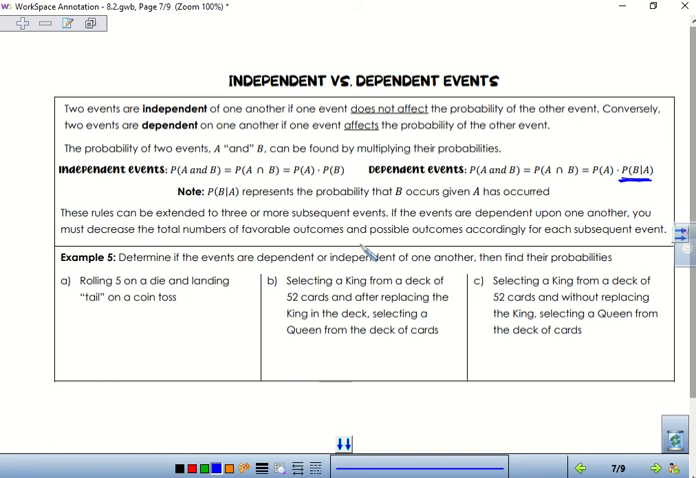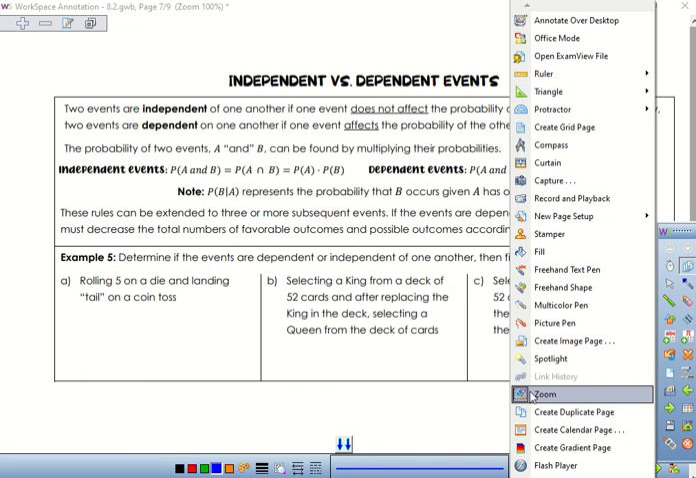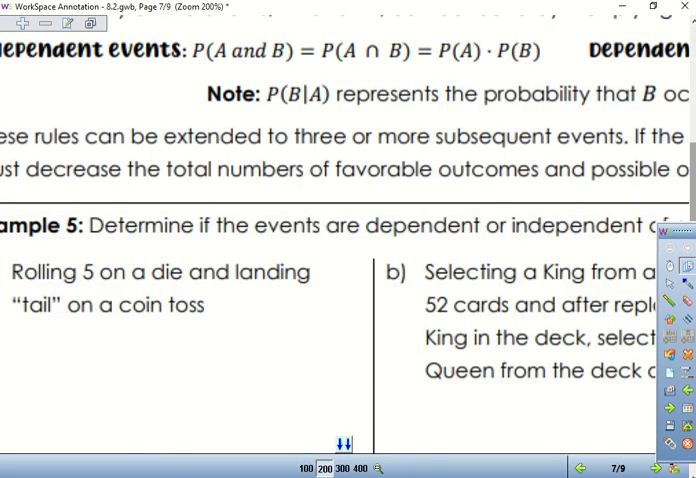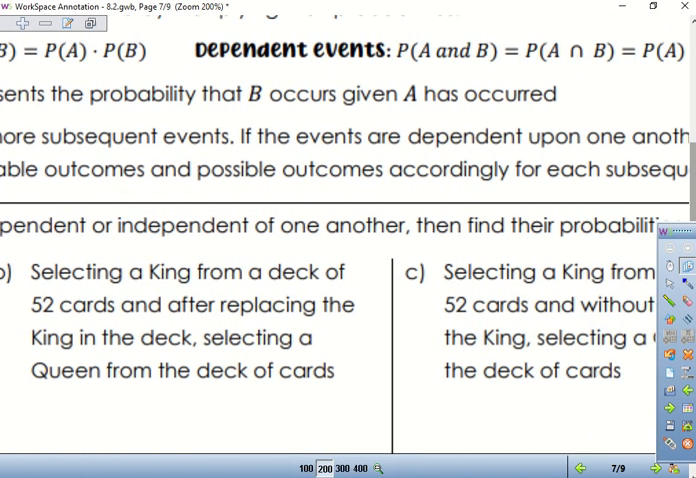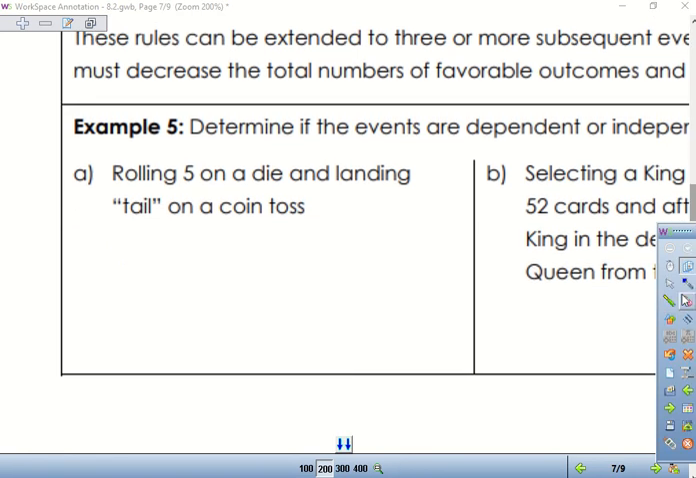You're getting better and better odds because the deck is getting smaller. You have less to pick from. So that's the difference between an independent and a dependent event. So the more subsequent events, it changes the probability every time. So now we're going to determine if these events are independent or dependent and then find their probabilities. So, example A.